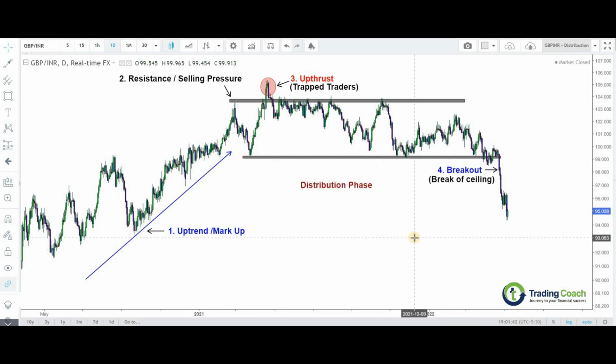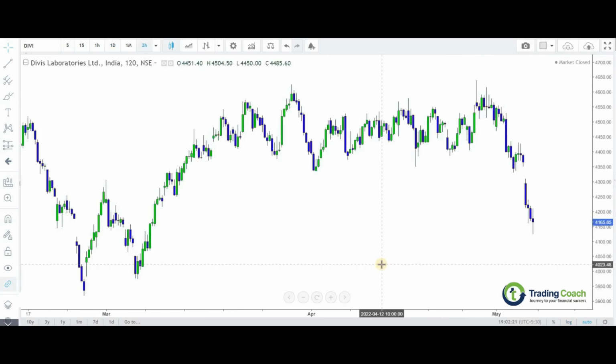All in all, this is a nice example of a distribution phase. We can see a nice distribution phase over here. This is a classic example. And if you have taken a trade based on this, you could have captured a nice momentum to the downside, and of course, made some decent profits. Okay, so far so good.